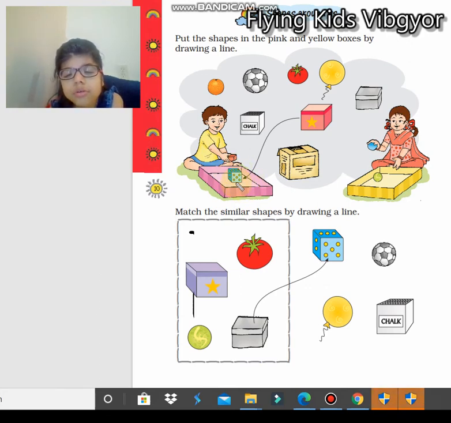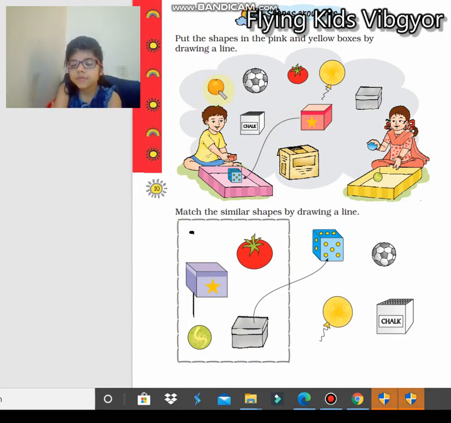Of cube. Right, it's a cube shape object. And here in this yellow box, the object which is kept is a sphere. Very good. So this object is a sphere object. So let's sort it one by one.